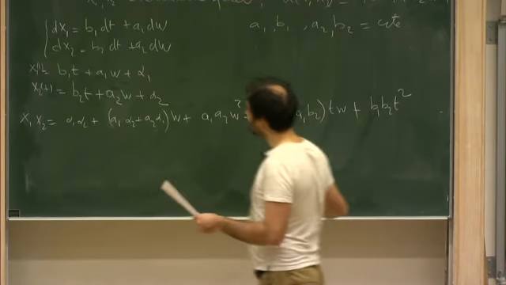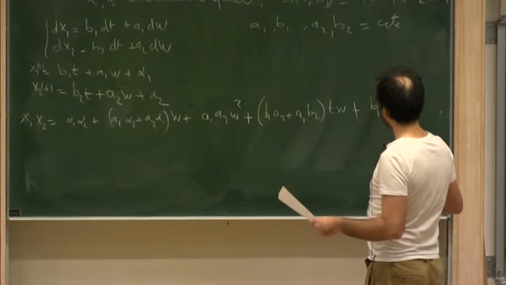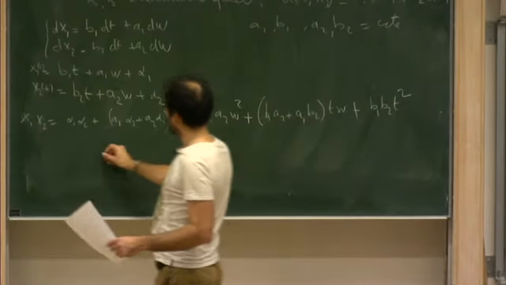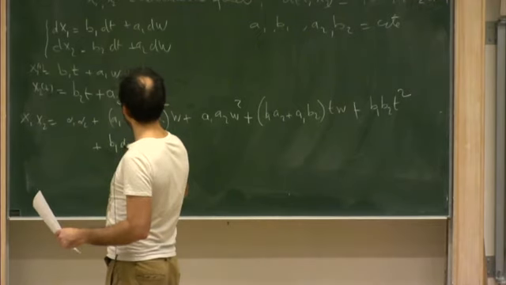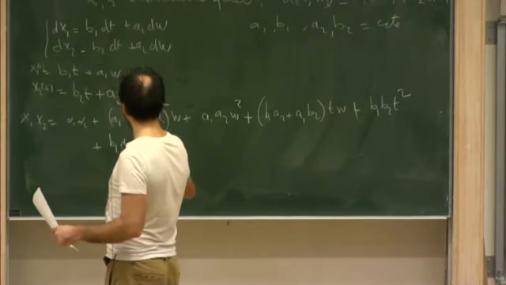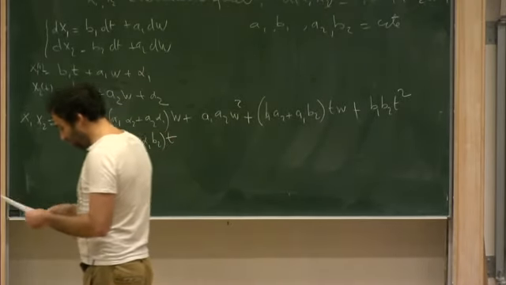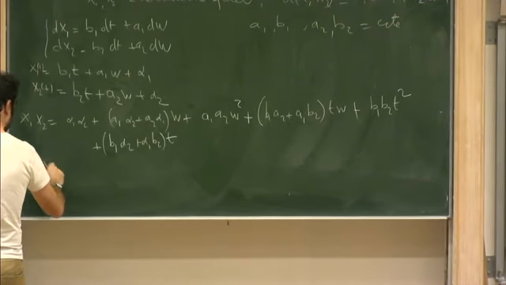We're missing which one? Omega, t omega. T is missing, right? Yes, that's good. So this is b1 alpha 2 plus alpha 1 b2. That's it. And now let's differentiate this d of x1, x2.